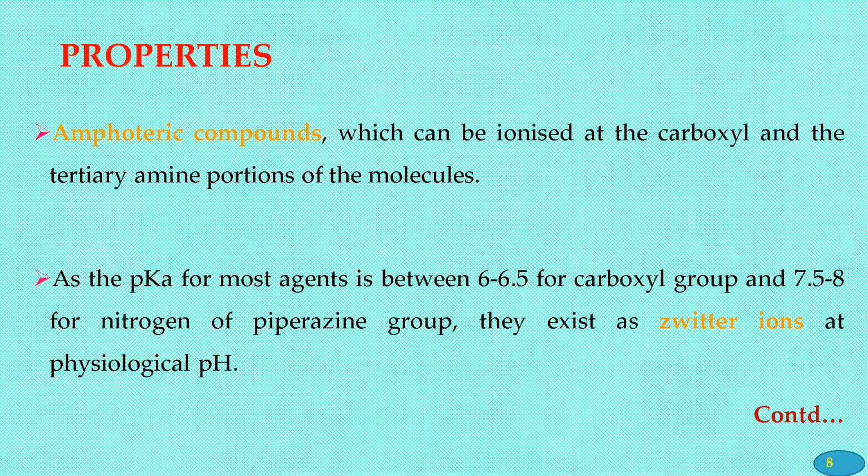Coming to the properties, it is amphoteric in nature, meaning it is ionized at the carboxyl and tertiary amine portions of the molecule. The pKa of most of the agents is between 6 and 6.5, that is the acidic one, for the carboxylic group, and 7.5 to 8 for the nitrogen of the piperazine group. So they exist as zwitterions. Zwitterions means having both positive and negative charge at physiological pH.